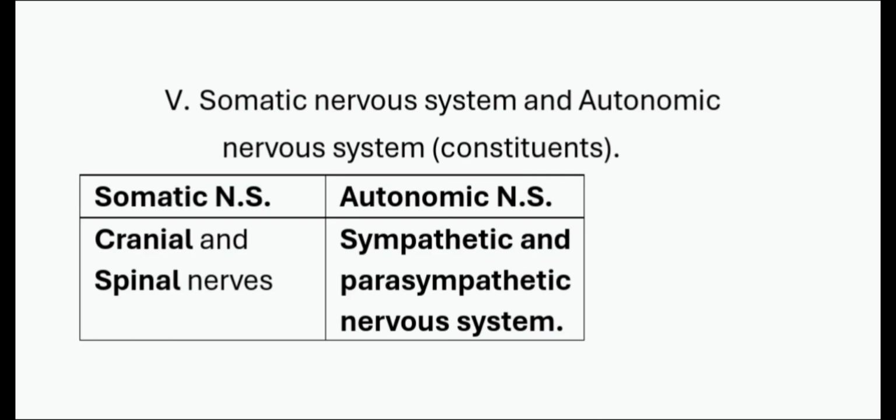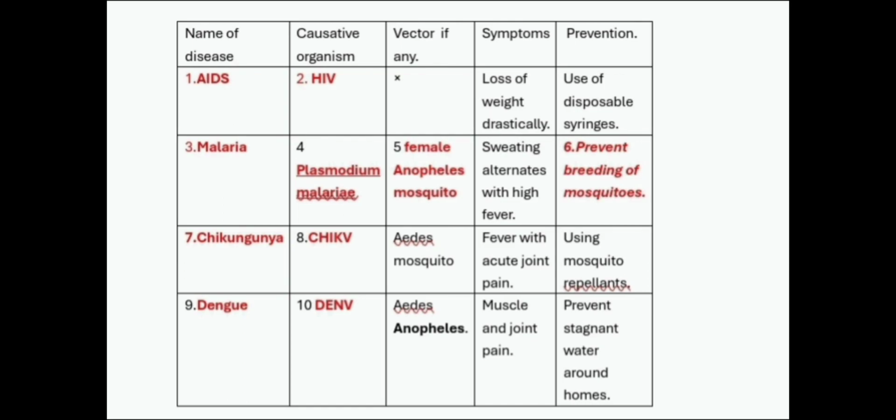Question number 3 is a table with 10 blanks in it. Here the table is to be drawn and then the answer should be put into the blank places. Number 1 is AIDS. Better to write the full form, acquired immunodeficiency syndrome. Number 2 is HIV, human immunodeficiency virus. Number 3 is malaria. Number 4, its causative organism is Plasmodium sp. You may write even Plasmodium malariae, Plasmodium vivax or Plasmodium falciparum, all correct.